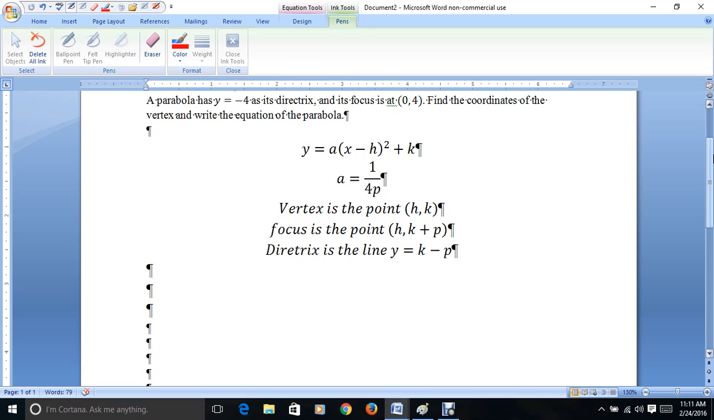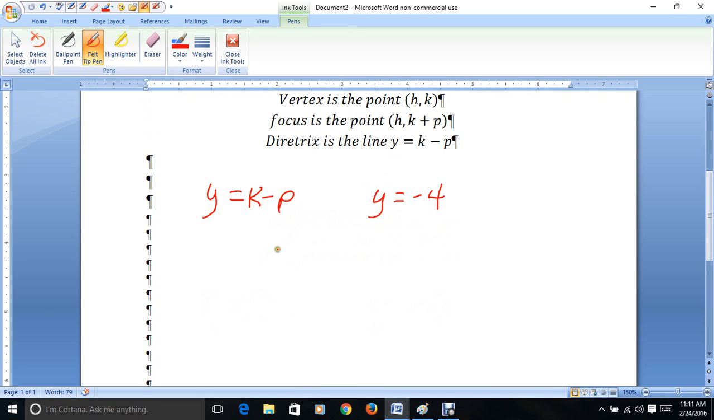In this problem on the test, it said that the parabola has y equals -4 as the directrix. Okay, so the directrix is y equals k minus p, and in this problem y equals -4 is the directrix, which tells me that k minus p, whatever that is, has to be -4. So k minus p is -4. That's the first thing I know.